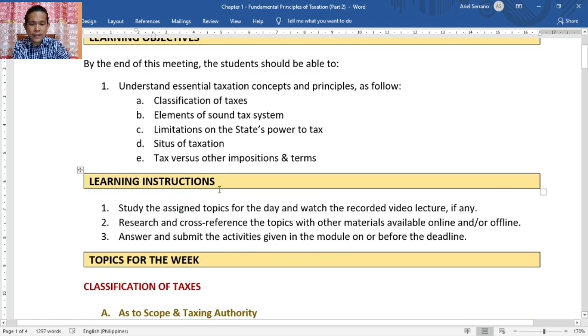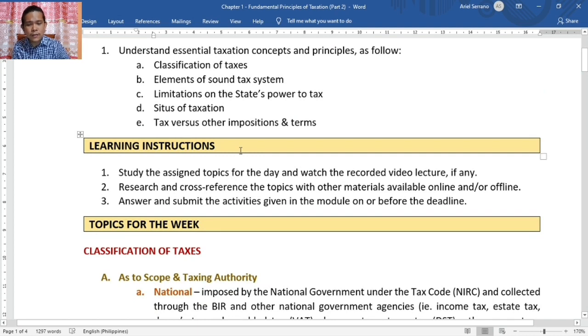Pero, tandaan lang ninyo, ito yung ating learning instruction. You have to study the assigned topics and as much as possible, you have to research further kung medyo bitin ka sa ating discussion and cross-reference the topics with other materials that you have or you may see online or baka meron kayong mga reference, may mga kakilala kayo na may mga libro, so better na i-cross-reference ninyo ito. And meron tayong gagawin doon sa canvas ninyo. I made it available. That is an activity for you to do because that is a graded activity.